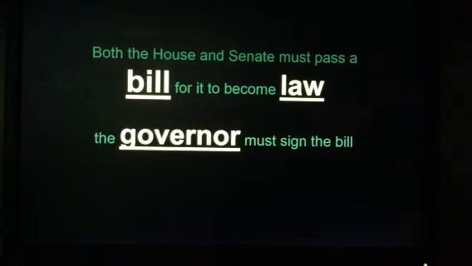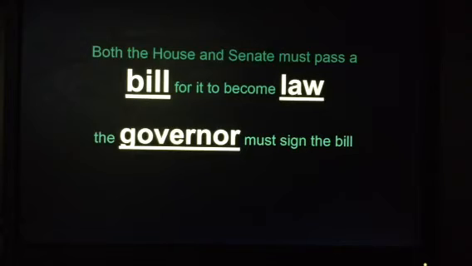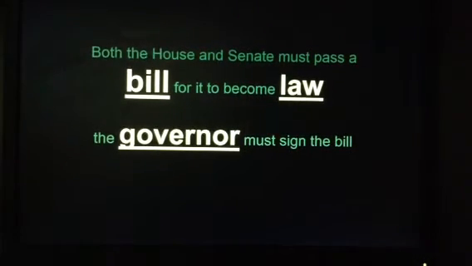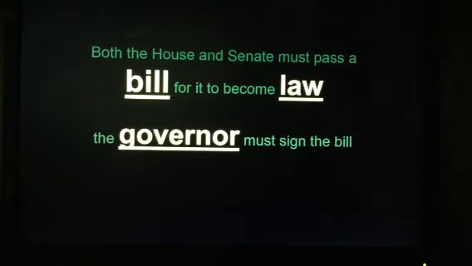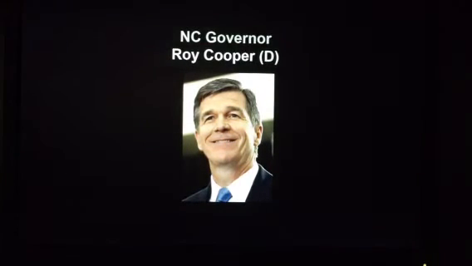Both the House and the Senate must pass a bill in order for it to become a law. Then the governor must sign the bill. Again, this is the same process that our national Congress uses to legislate. And Roy Cooper is our current governor.